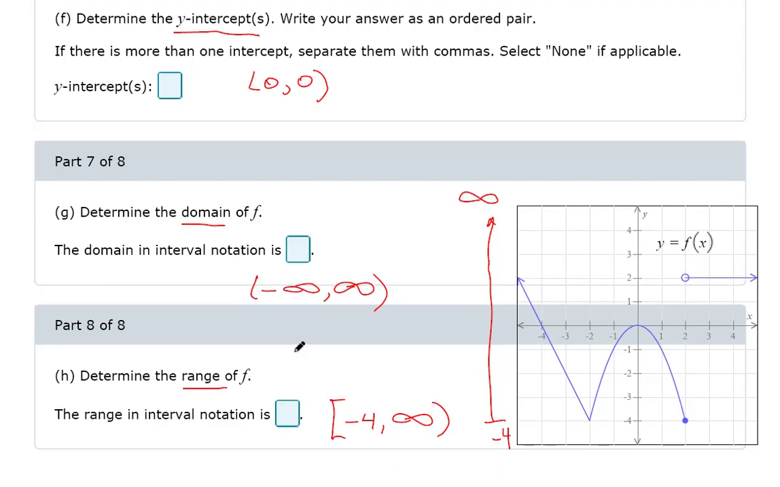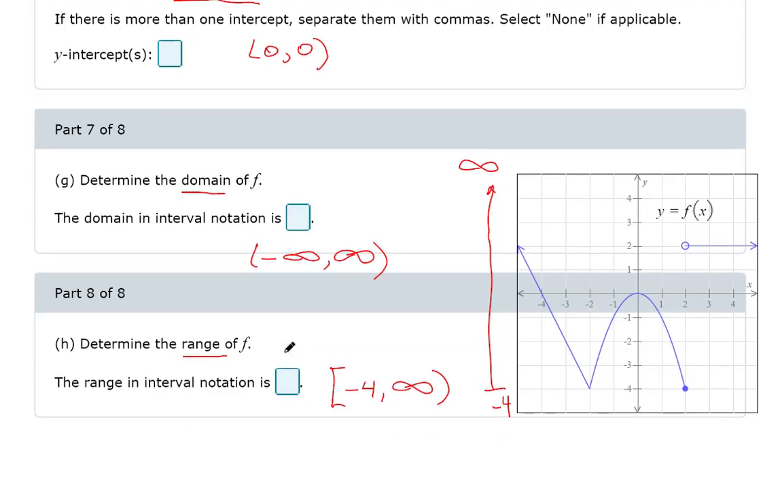Well, what about the range? How low does this thing go? Well, the lowest it ever gets is -4. And what about going up forever? Well, this side doesn't. It just levels off at 2. But this side keeps going up forever. Therefore, it does produce an output that keeps growing and growing and growing. And so the range is -4 to infinity. So lots of good information looking at the graph of a function.